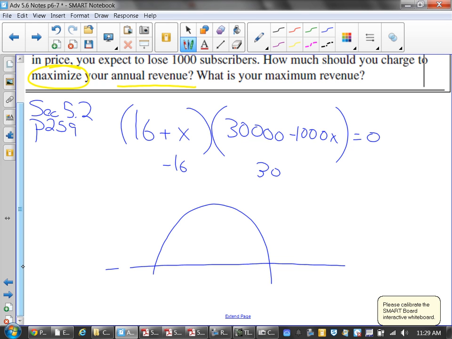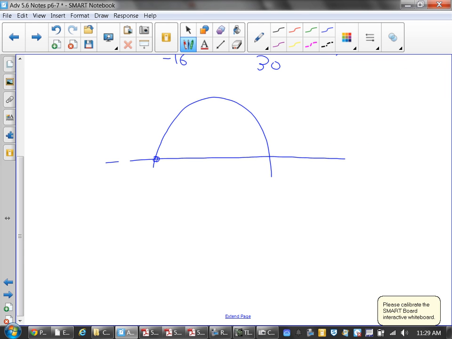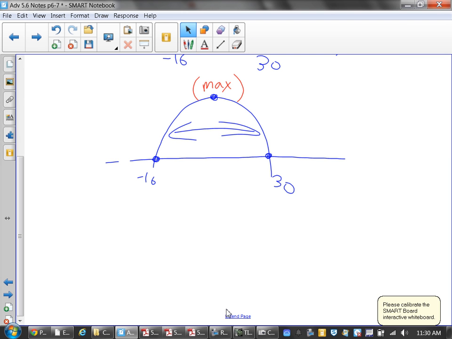So I know that somewhere in my graph, this point's negative 16, and this point is 30. Somewhere in between here and here, there occurs an ordered pair for our maximum value. This is where the graphing calculator becomes your best friend.